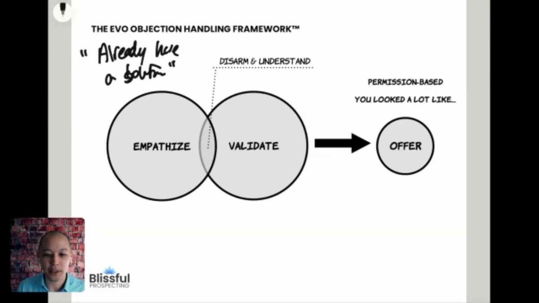Okay. What I want your guys' help with here in the chat is, if we are going to empathize with the person and we're going to comment on what we think is on their mind that they're thinking but not telling you, help me out in the chat here. If someone says we already have a solution, what are they thinking that they are not saying?